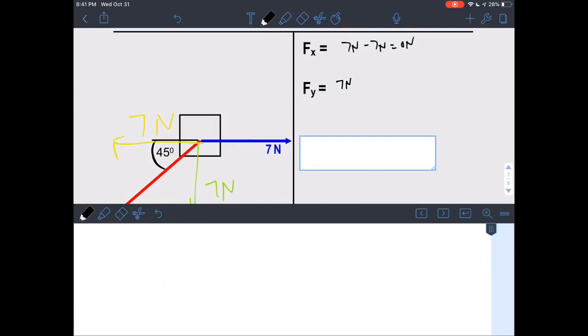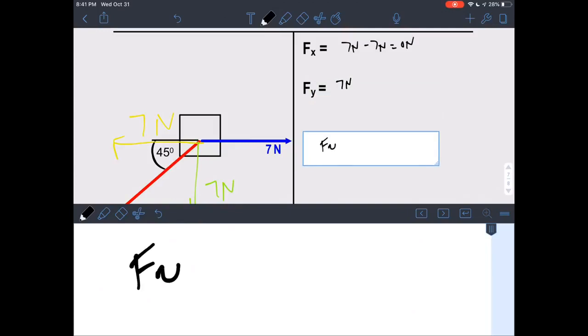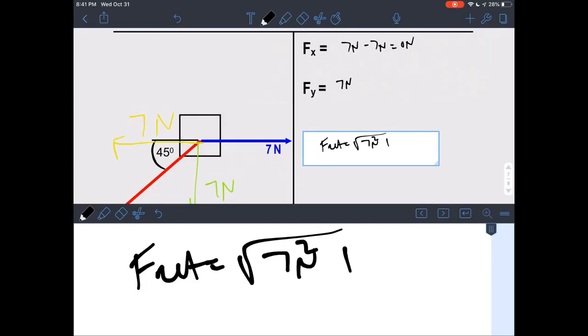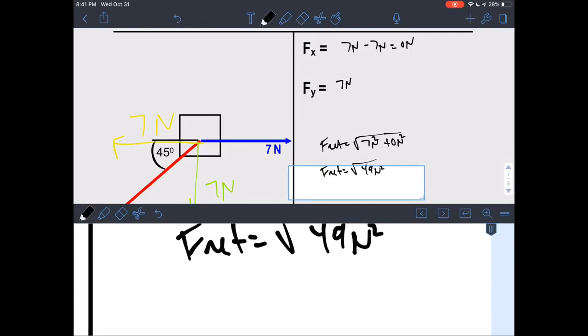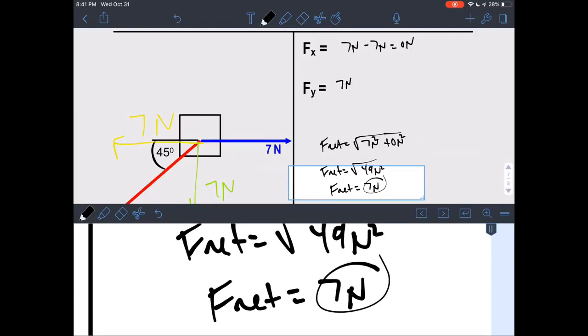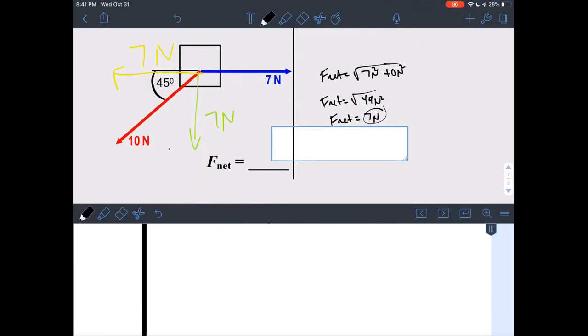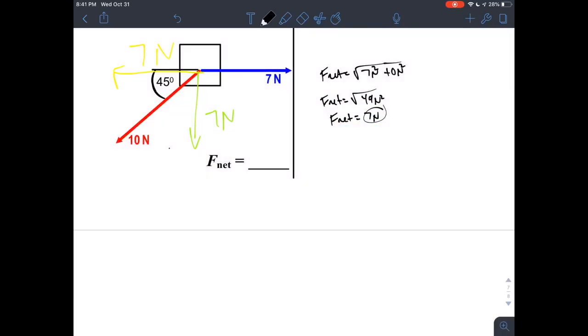So if we do our F net equation, F net is going to be equal to the square root of 7 newtons squared plus 0 newtons squared. So our F net is going to be the square root of 49 square newtons, so our F net is just 7 newtons. And that should make sense because what happens here is our horizontal forces, our 7 left and our 7 right, cancel out. And what we are left with is just our 7 newtons down.